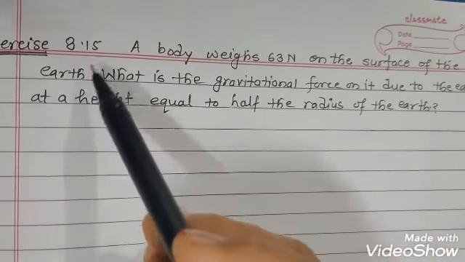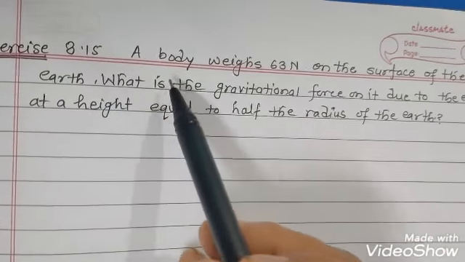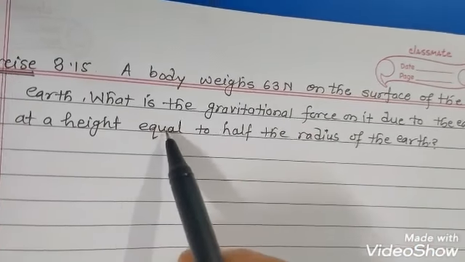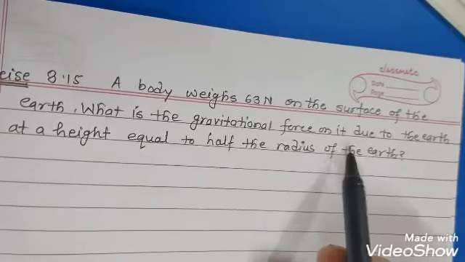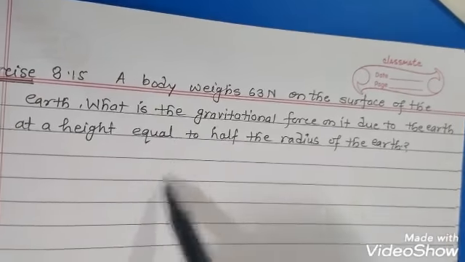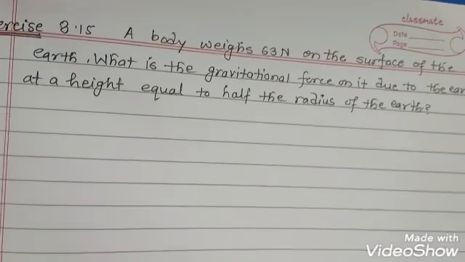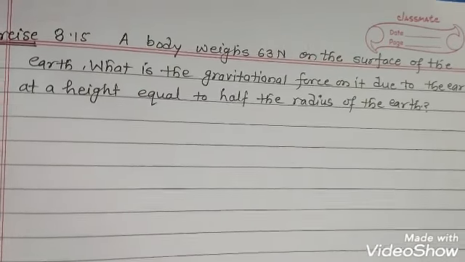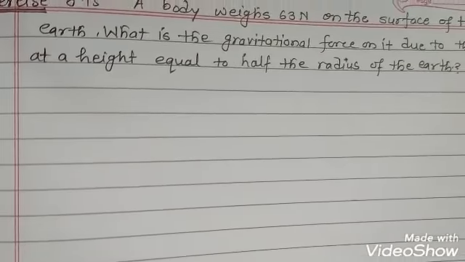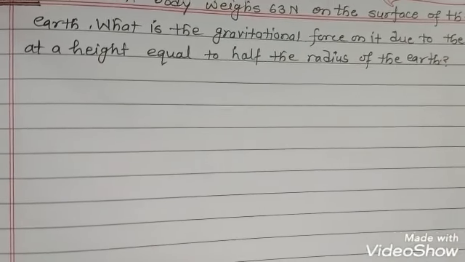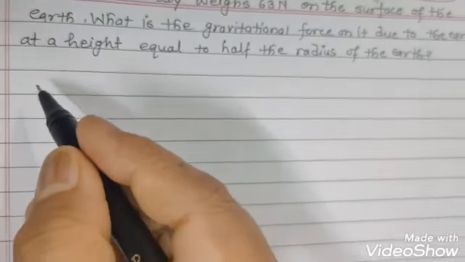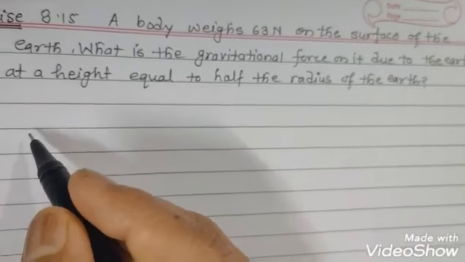Here you will see exercise 8.15. A body weighs 63 Newton on the surface of the earth. What is the gravitational force on it due to the earth at a height equal to half the radius of the earth? So first of all, to find out the weight, we will require the effective acceleration due to gravity, that means g dash. What will be the variation in g?